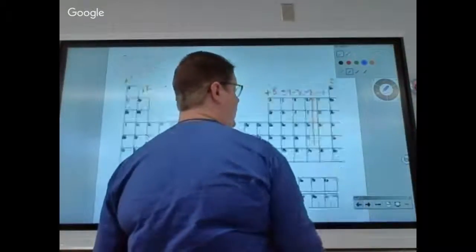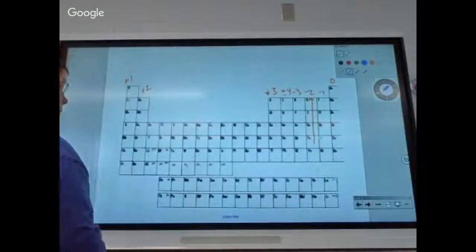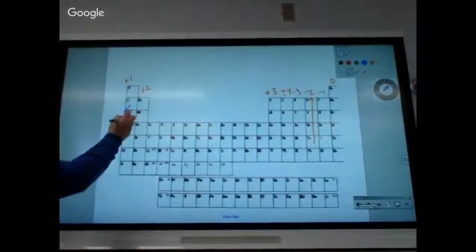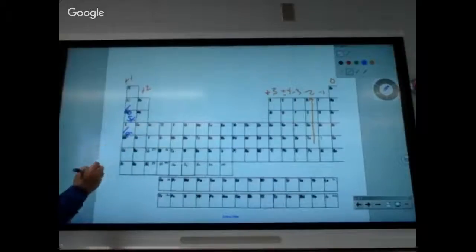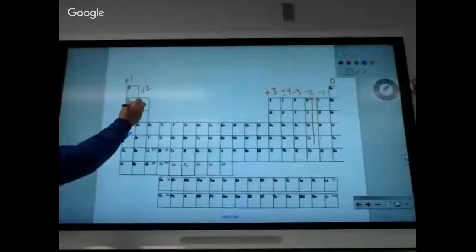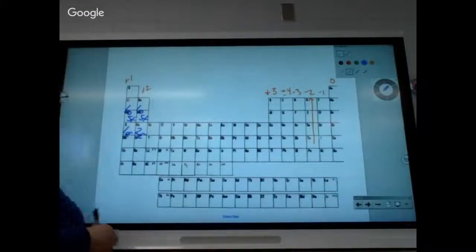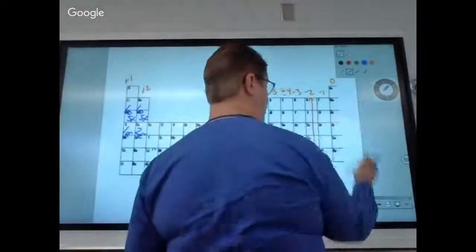So if we look back at what we just wrote, group 1 has a +1 because it lost 1 electron. Group 2 has a +2 because it lost 2 electrons. Now, today, we need to do 13 to 18.